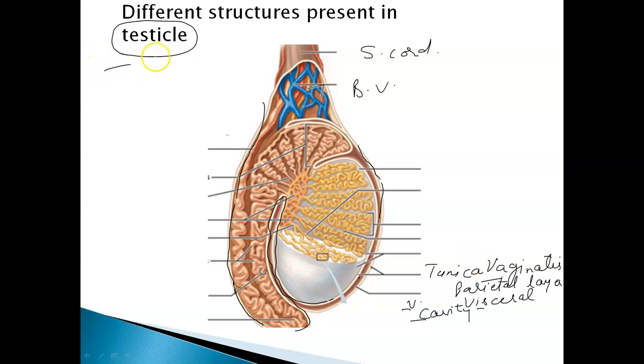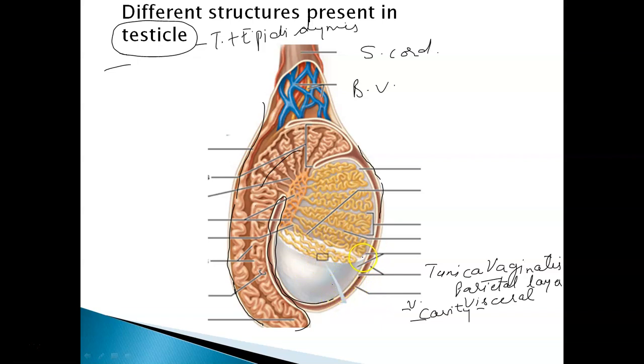So testicle constitutes testis as well as epididymis, right? So testicle here is testis plus epididymis. Now when we are going to label all these things, the next layer, which is present inside that, is the tunica albuginea layer.